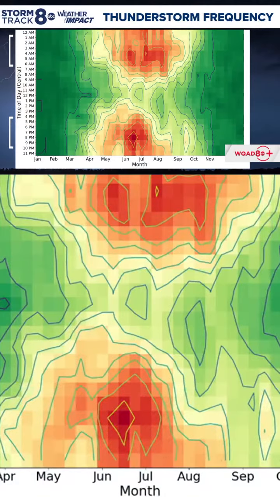Now we'll switch gears. The other question we had was thunderstorm frequency. Ooh, this is fun. Why do we normally see thunderstorms either later in the day or early in the morning? So what we did is harness the power of AI.